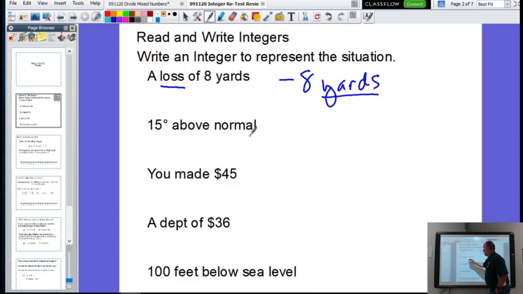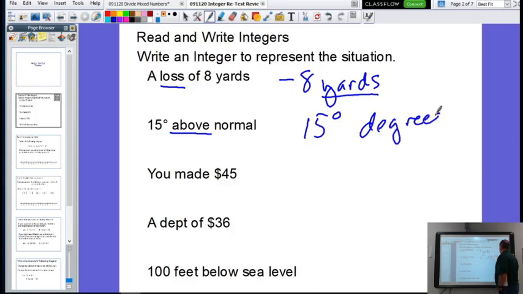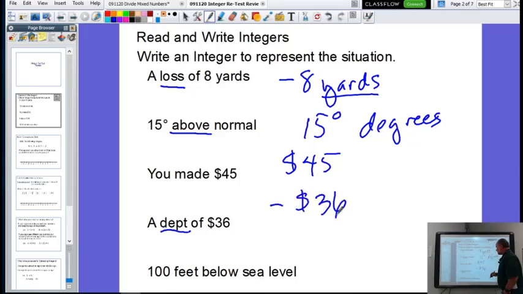Okay, 15 degrees above normal. Above means positive, so that's just going to be 15 degrees. If you can't find the little circle, then you just write the word degrees. You made $45, so that means it's $45 in your pocket, so that's just going to be positive $45. A debt of $36, well, debt means that you owe somebody money, so that's going to be a negative $36. Then 100 feet below sea level, well, below is a word that represents negative, so that would be negative 100 feet. So that's what I'm talking about by writing an integer that represents the situation. And don't forget your labels.